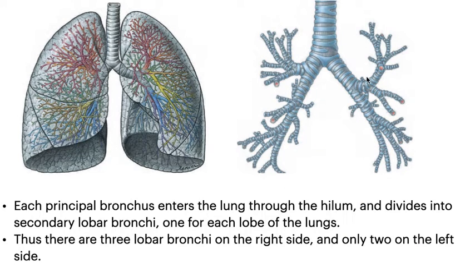Each principal bronchus enters the lung through the hilum and then divides into secondary lobar bronchi, one for each lobe of the lung. There are three lobes on the right side and two lobes on the left side.